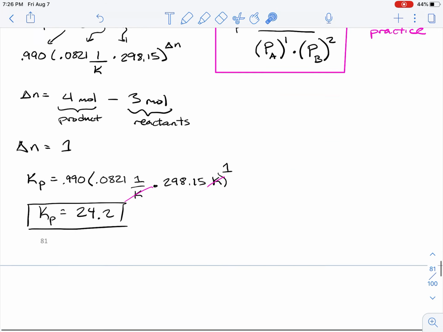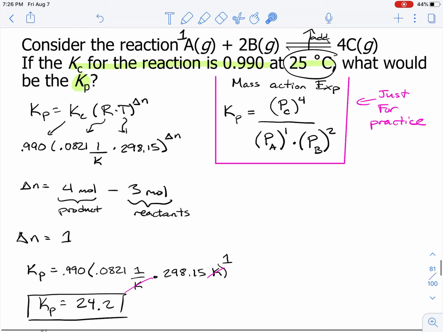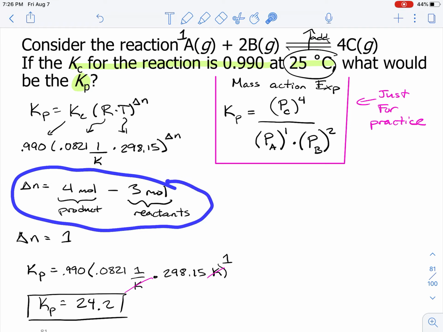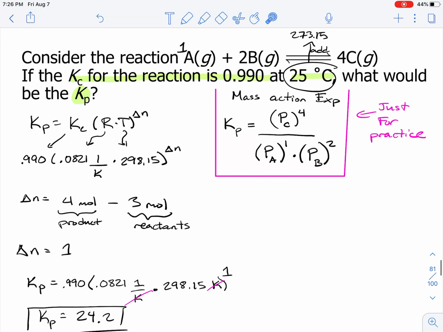All right, so that's pretty much it for this lecture video. Just please make sure that you are only counting the number of moles of gases, not anything else. So if you have a heterogeneous equilibria, then you don't count anything that's not gas. You only count moles of gases, and that's it.